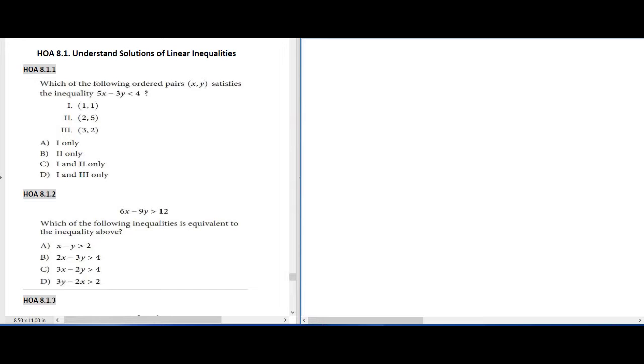Yes, for number 1, they want to understand the solution of a linear inequality. They gave one linear inequality. What is it? 5x minus 3y is less than 4.